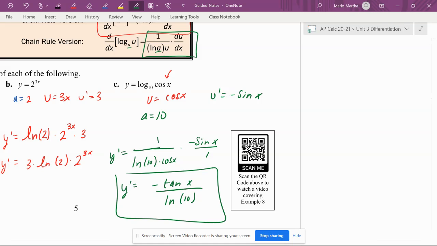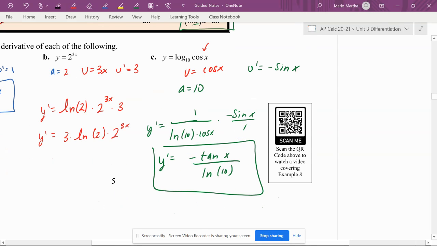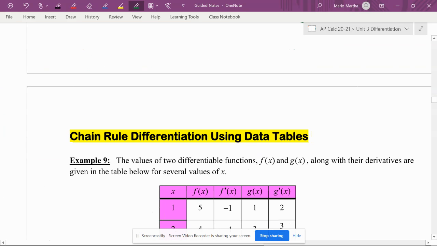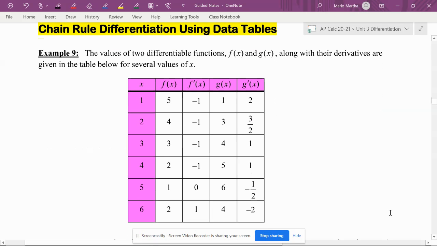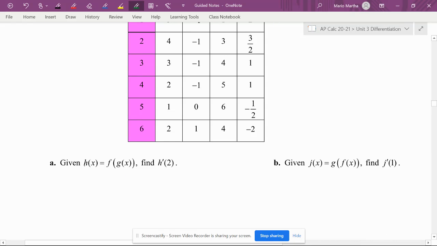All right. And then our next example. So example 9. So chain rule, again, differentiation using data tables. So again, these are common problems that you guys would see in the FRQ parts, right? So example 9, the values of two differentiable functions, f of x and g of x, along with their derivatives, are given in the table below for several values of x, right? So we have f prime, g, and then g prime. All right, don't forget that. So they're telling us h of x is equal to f of g of x, find h prime of 2.